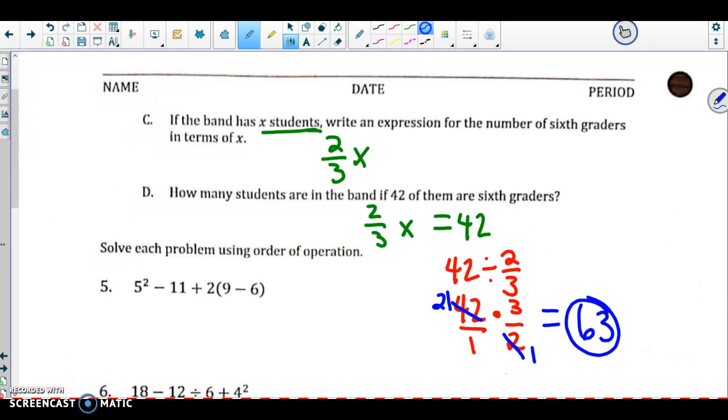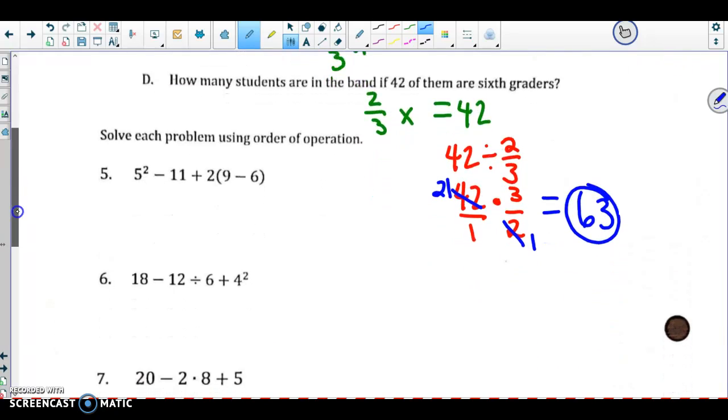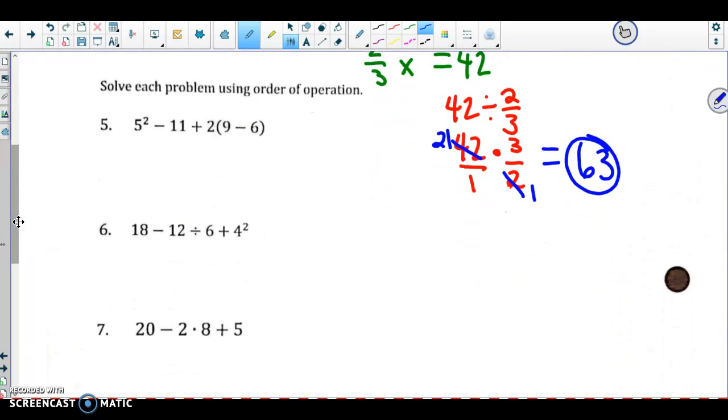All right, order of operations. We're going to solve using the order of operations. So my PEMDAS, and I might just write it over here so that I know, and M and D and A and S are together there because neither one is more important than the other. They go from left to right.